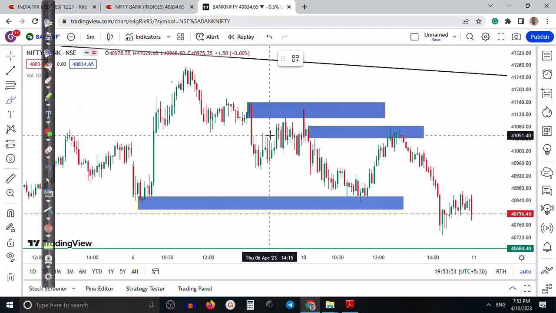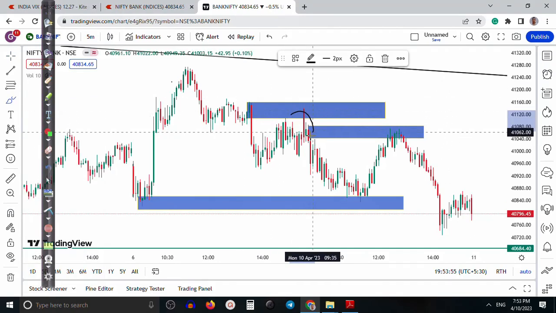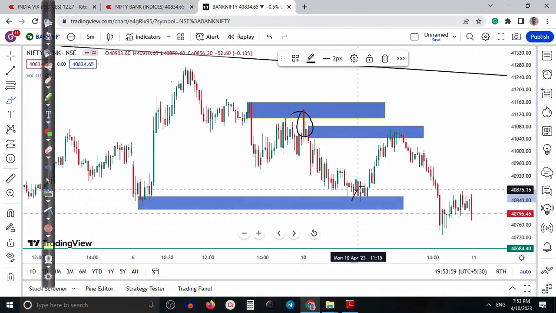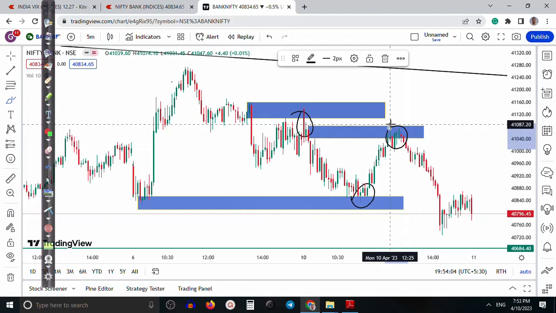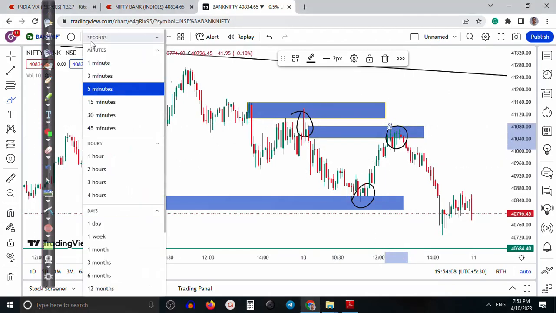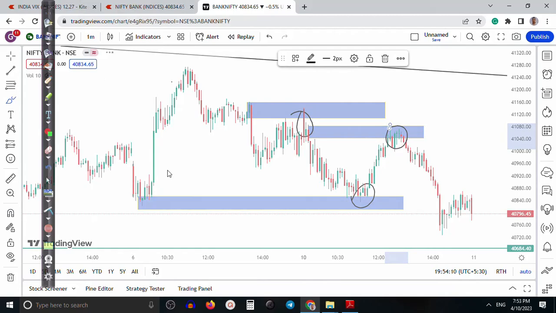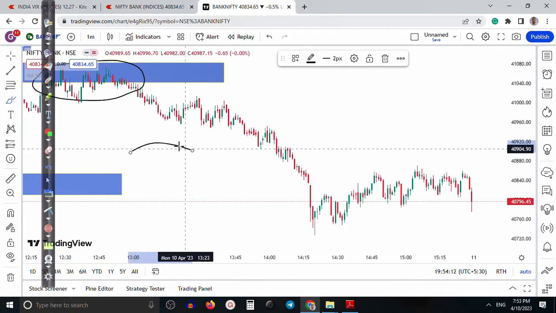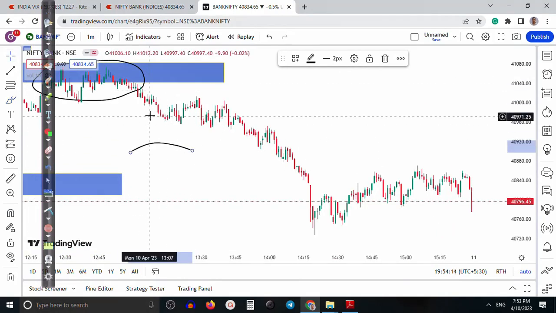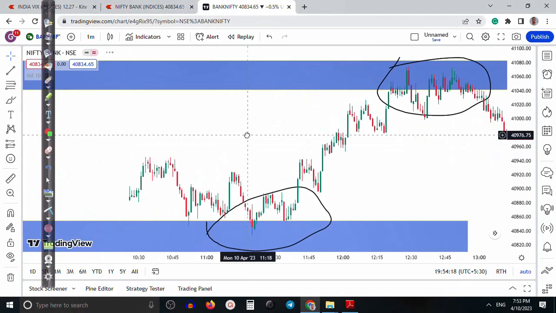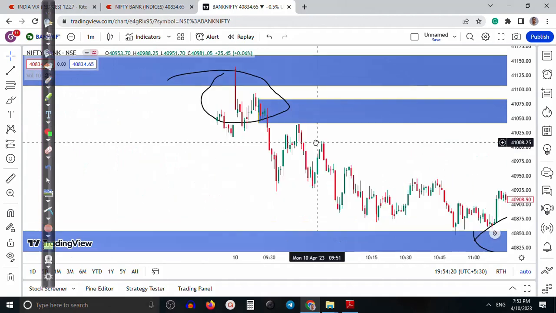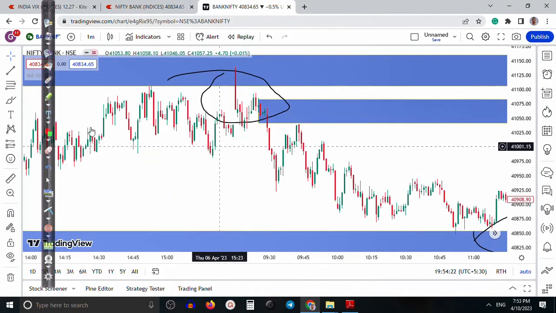Okay, just a minute. So here is our first entry point, and the second entry point. Why we enter, let me show you, and the third entry point in this area. Let's just jump to the 1 minute time frame. So here I can see, just a minute. Okay, perfect. So this is the 1 minute chart.